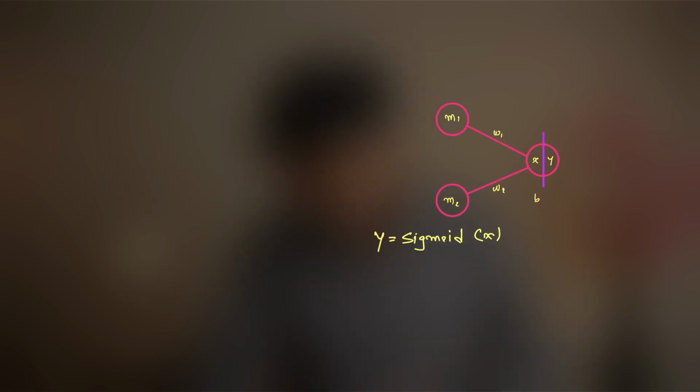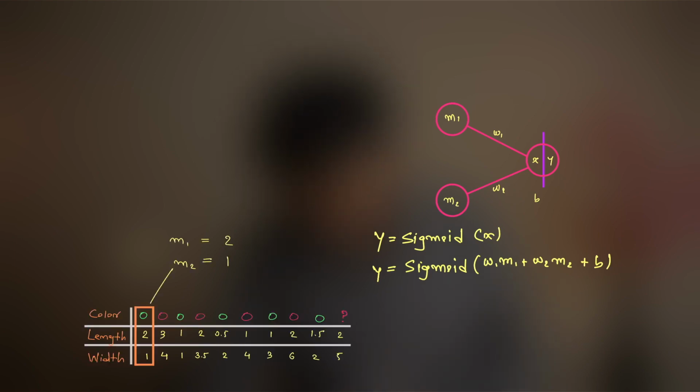Now let's see this equation. Here we know y is equal to sigmoid of x. Let's put in the value of x: W1 M1 plus W2 M2 plus B. Now M1 and M2 are known things which are available in our dataset, because M1 is length and M2 is width. So let's get these values from the dataset. M1 is equal to 2 and M2 is equal to 1, and put this into the equation. Y is equal to sigmoid of 2W1 plus W2 plus B. Here we don't know the values of W1, W2 and B.